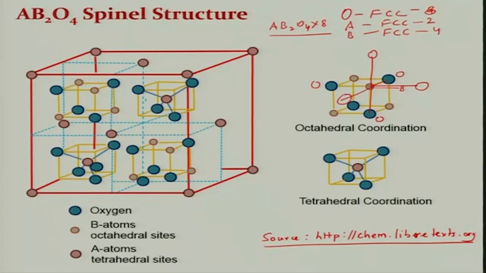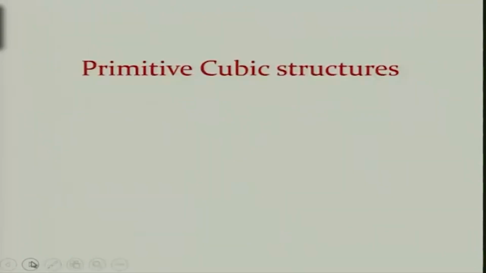So this will be octahedrally coordinated. So this is an octahedrally coordinated B atom. This is a tetrahedrally coordinated A atom. You can swap these positions depending upon whether it's normal or inverse spinel, but this is how the structure will be. It's a little complex structure, so you'll have to do a little bit of hard work to visualize it. So these are the 4 most common structures based on FCC packing of anions.